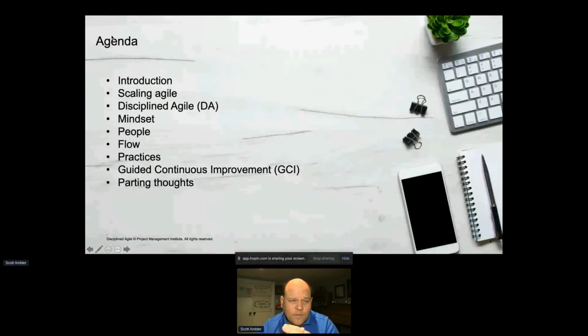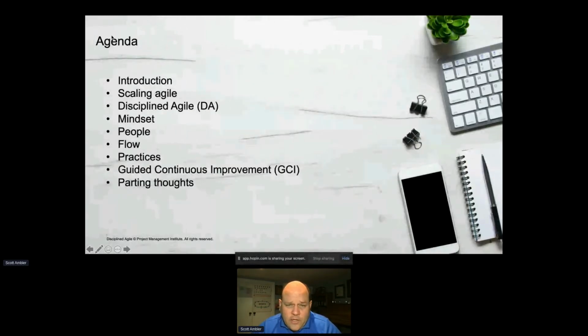I'm going to first of all talk about our vision of scaling Agile and what it really means and what we're seeing in the marketplace. Then I'm going to walk through different Agile and the 4 architectural aspects of DA: mindset, people, flow, and practices. And then I'll talk about how do you do continuous improvement? How do you become a learning organization and continually improve?